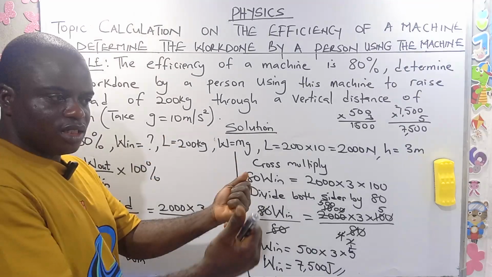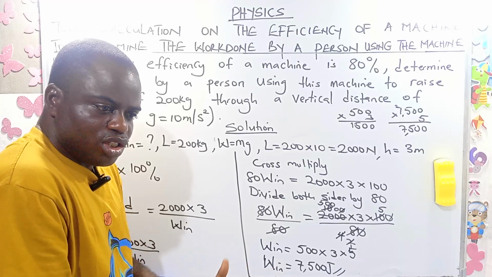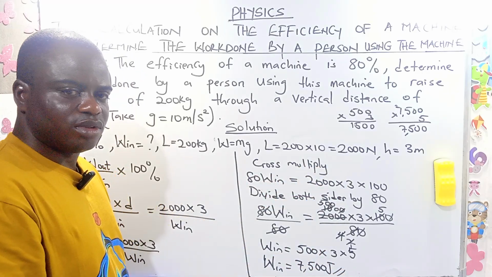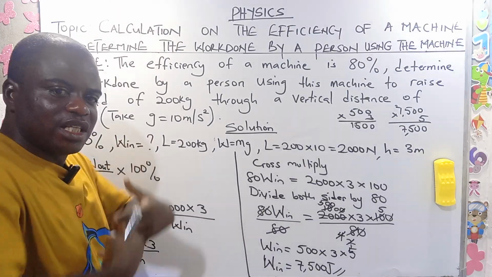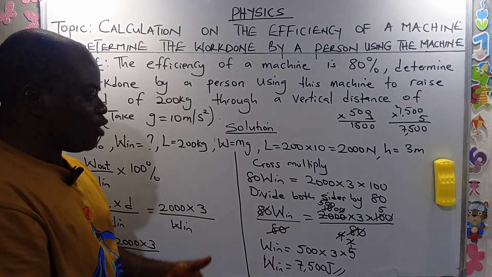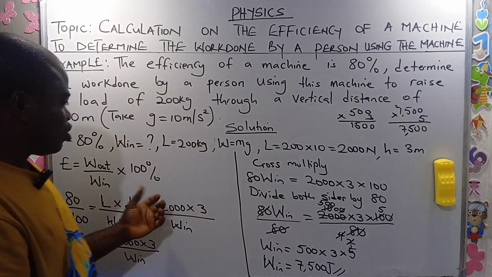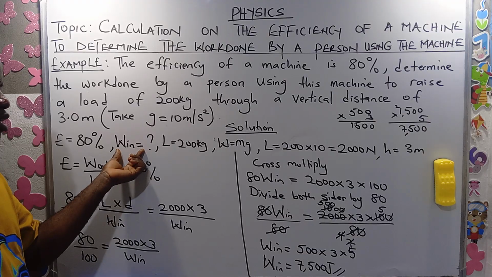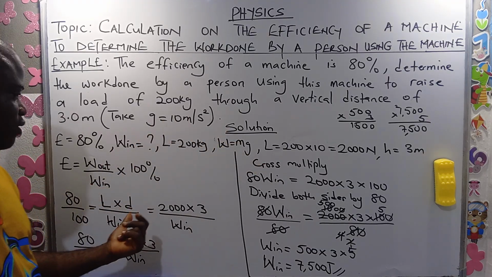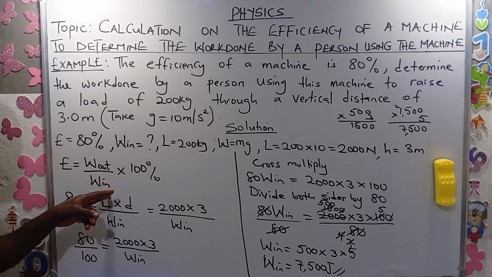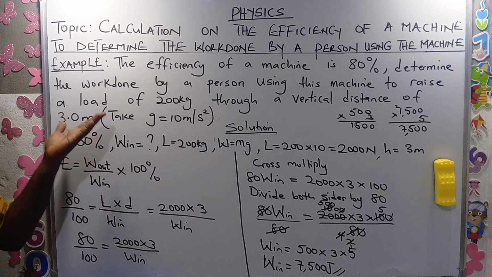Work input is the work you put into the machine in carrying out the work. That's effort times distance moved by the effort. But we are not given effort and distance in the question. Just write it as work input to represent effort times distance moved by the effort. That's why I wrote it as work input. And don't make the mistake of taking work input to the numerator. Work input is always at the denominator, while work output is always at the numerator.